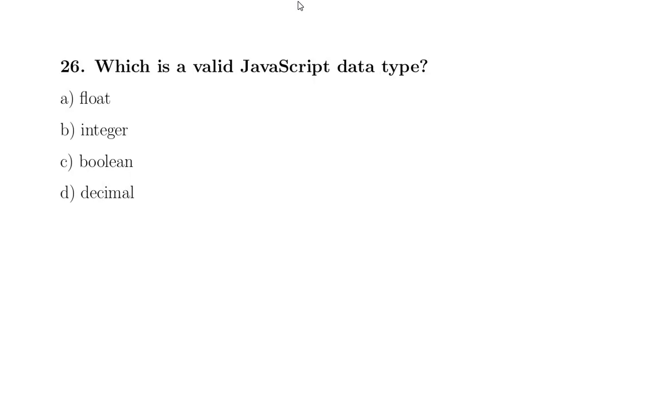Question number 26. Which is a valid JavaScript data type? That is float, integer, boolean, decimal. In this case, you can see C is the best option. Boolean is a valid JavaScript data type.